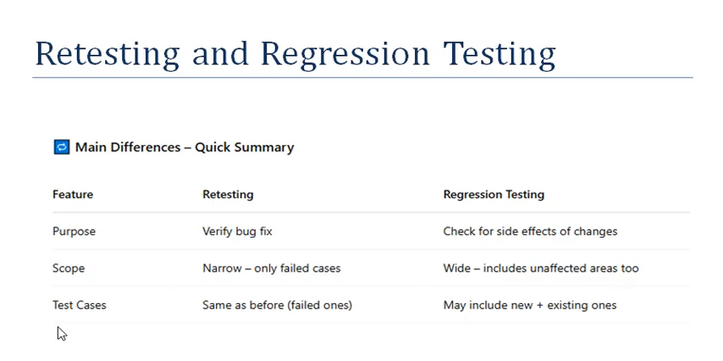The test cases included in retesting are the same as before, the failed and defective ones only, and regression testing may include new plus existing ones that we have already tested before. So it is a very simple concept, retesting and regression testing. I hope you got it, and this is very useful content. Most of the time, the interviewer is going to ask you this question. And in real projects we use both together to maintain software quality, that's a fact.